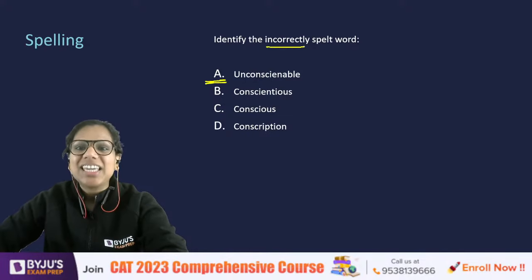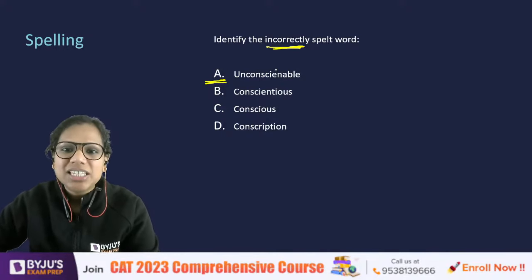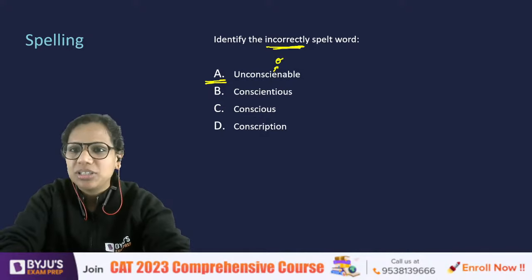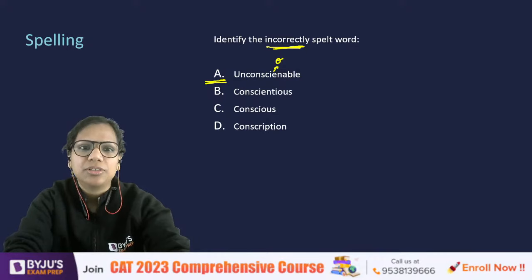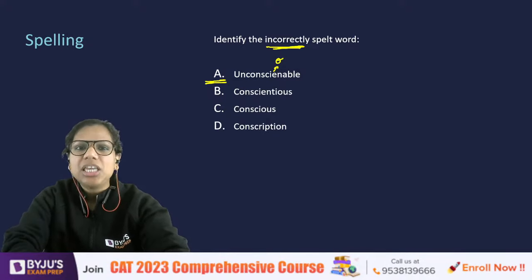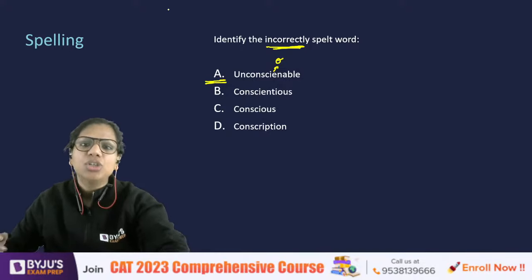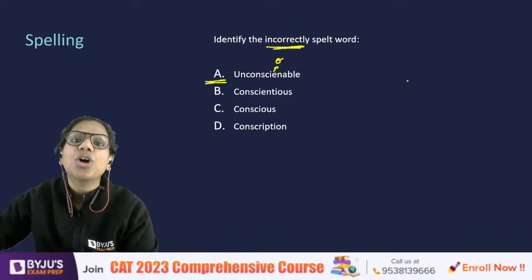It is A. A has been incorrectly spelled here. Let's see why. The spelling is unconscionable with an O. Okay, unconscionable. What does it mean? Something that is unconscionable is immoral. It is not reasonable. It is not right. Your conscience does not allow it. So the word has come from your conscience.